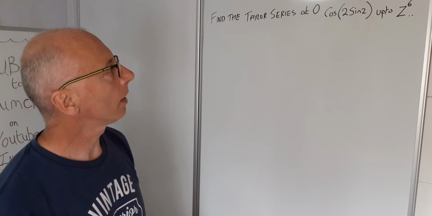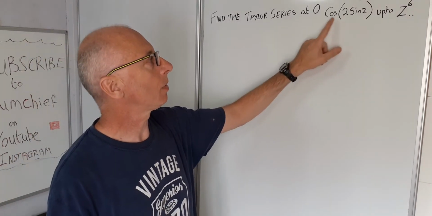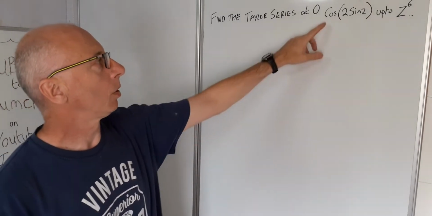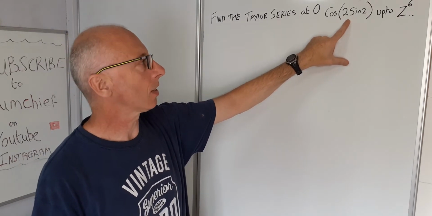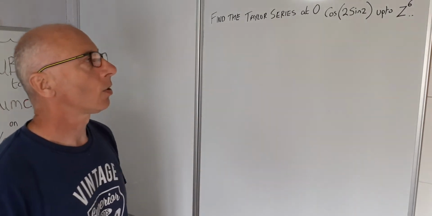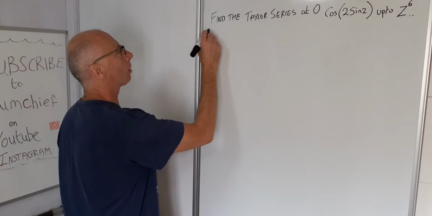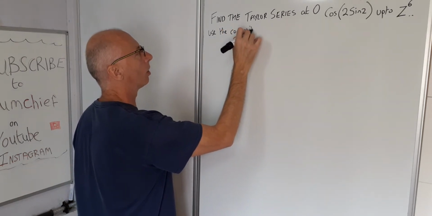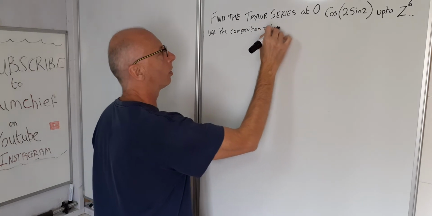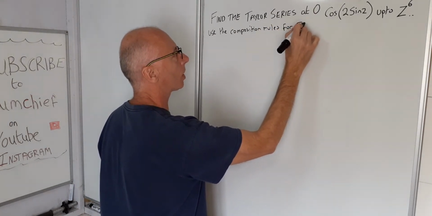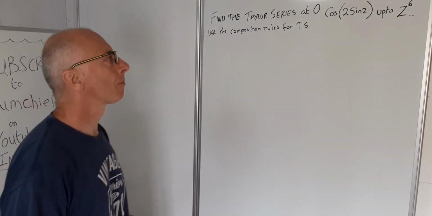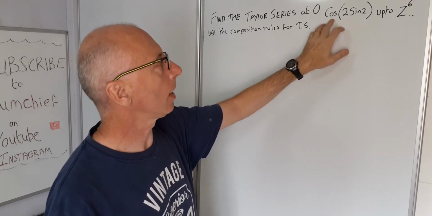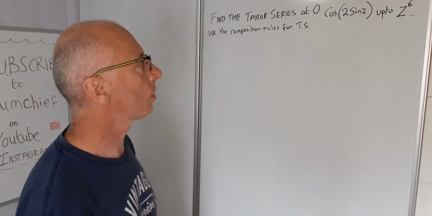Well, the traditional way of getting Taylor series is to keep differentiating this maybe up to 6 times and see what we get to. But to keep differentiating that 6 times is going to be complicated. So we can use something called the composition rules for Taylor series. I'll just put TS. Now we're valid to use this in composition series because this function here is analytic everywhere. So that's going to be fine for us to do.